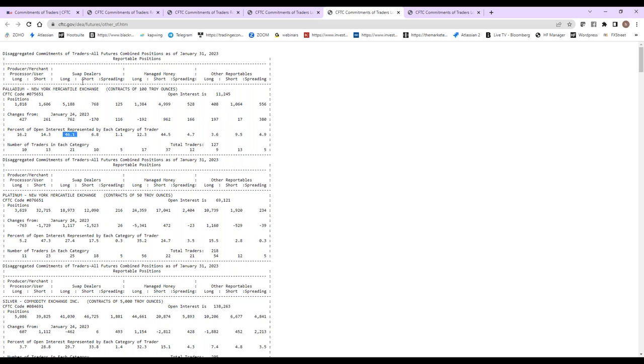More precisely, the swap dealers are 46%, which is 21 out of 127 total trades, while the 44% is 37 out of those in the managed money. So what we are seeing is some near term correction to the upside, to a long position, while there is still a downtrend going on.